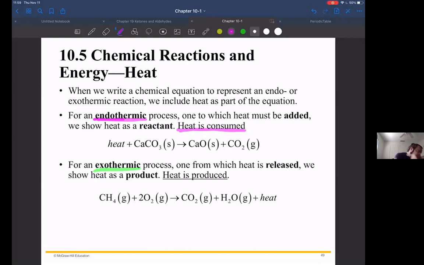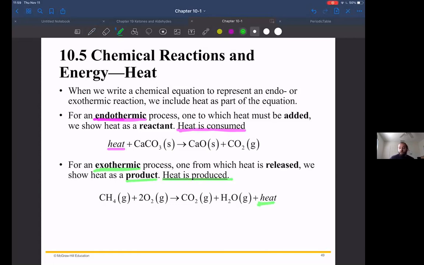So we kind of think about heat being on the reactant side of these endothermic reactions. Okay, because heat is being consumed. The flip side is an exothermic reaction. These are reactions that produce heat. They release heat. Okay, so we put heat on the product side of the reaction. Okay, combustion reactions produce a lot of heat. All right.